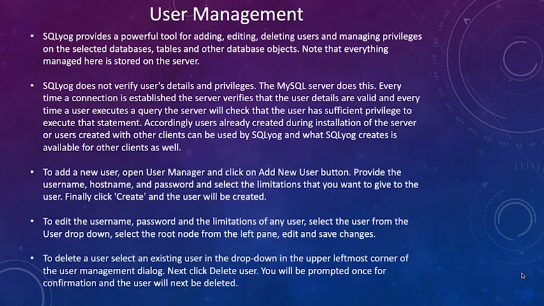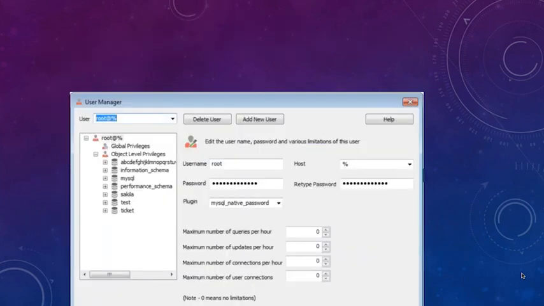To delete a user, select an existing user in the drop down in the upper leftmost corner of the user management dialog. Next, click delete user. You'll be prompted once for confirmation, and once you confirm, the user that you selected will get deleted. So this is how you manage users.